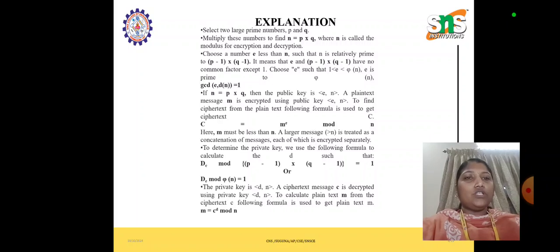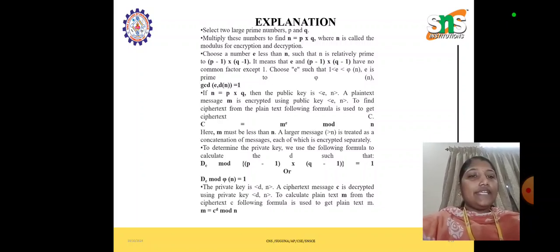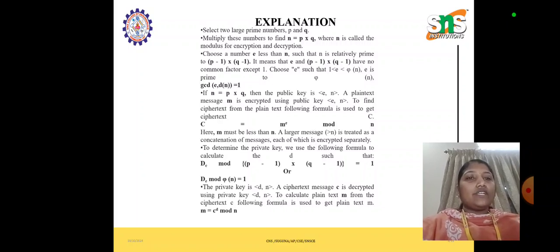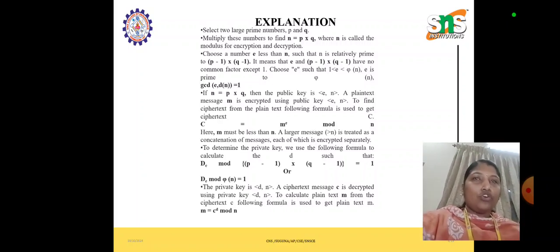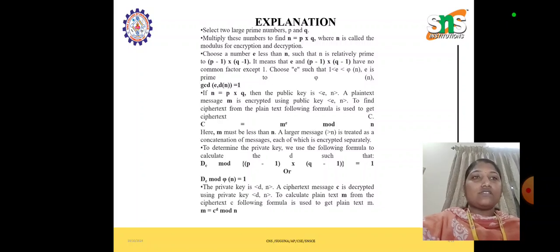Next, we compute the private key called D. That is, D times E should be congruent to 1 mod phi of n, where D is the private key. After calculating the public key, private key and phi of n, E is the public key and D is the private key. We can pair them as the public key (E, n) and the private key pair (D, n). After finding the public key and private key, we can go for the encryption and decryption process.